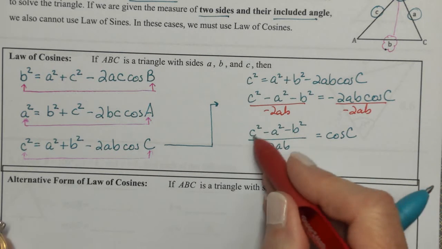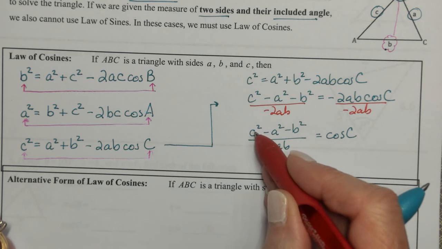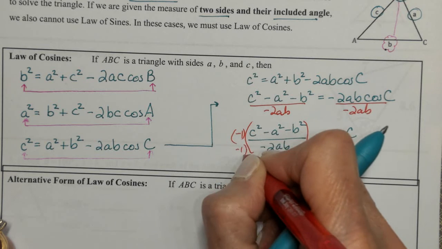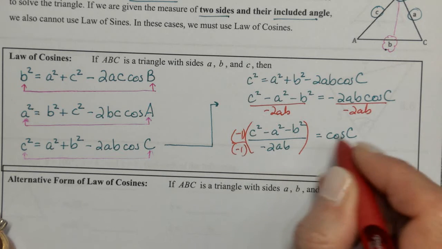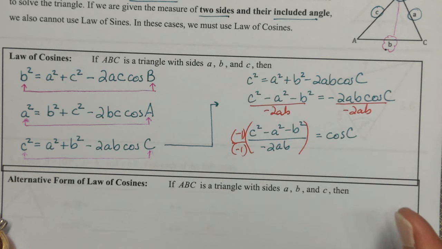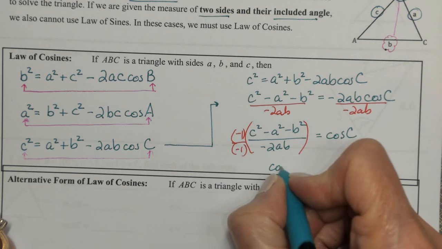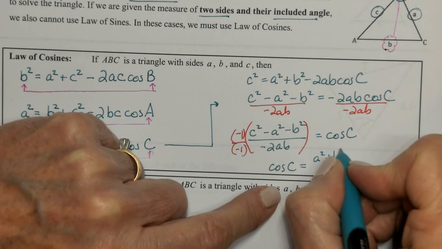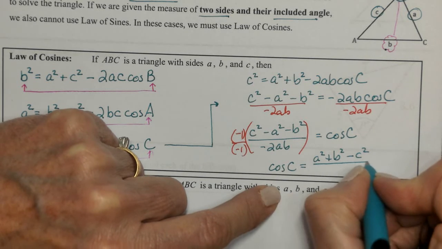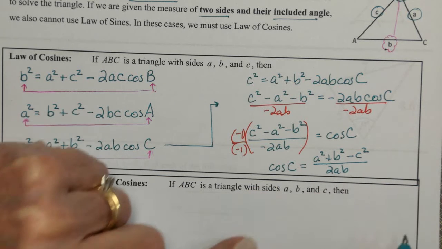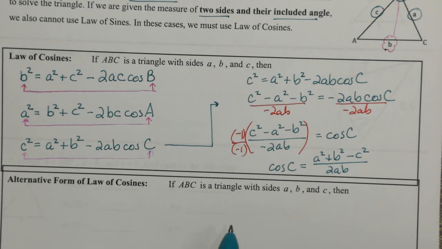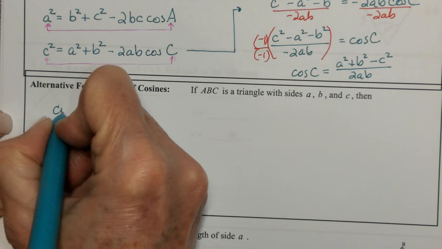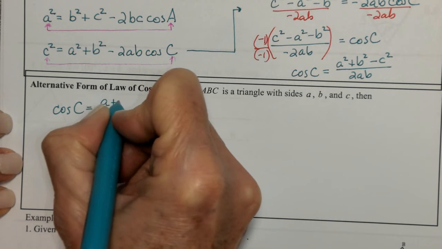At this point I notice that of all my terms over here, only one is positive. Whenever that's the case, I will multiply top and bottom by a negative 1. Since I'm multiplying top and bottom by the same thing, I am not changing the value. All I'm doing is multiplying by 1. And I'm going to get cosine of C is equal to a squared plus b squared minus c squared all over 2ab. So now only the c squared is negative. And that is the alternative form of law of cosines.